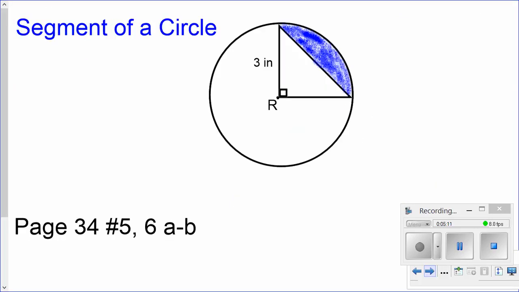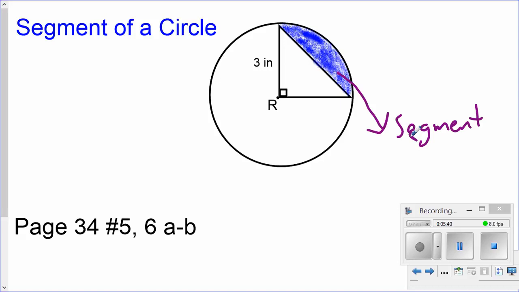Okay, next. A segment of a circle. So we know what a line segment is, but this is different. This is a segment of a circle. So this part here that is highlighted or shaded in blue, that's the segment of the circle. Now, with a segment, what we generally want to do is find the area of that segment.